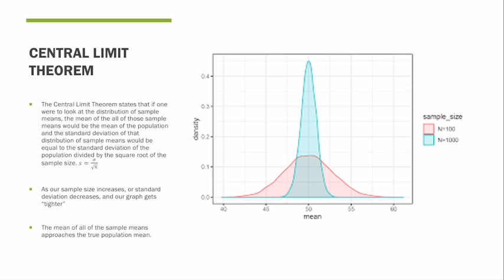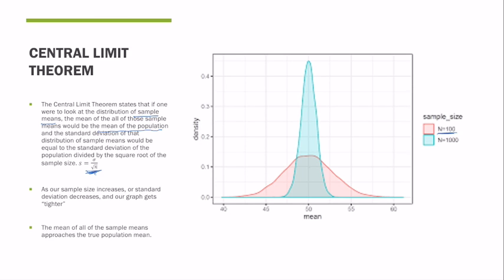I want to talk about the central limit theorem real quick. The central limit theorem states that if one were to look at the distribution of sample means, okay, so I'm not looking at the weights of individual puppies, now I'm looking at the weights of groups of puppies, right? The mean would be the mean of the population, and the standard deviation would shrink because we're dividing it by the square root of the sample size. So as our sample size increases, our deviation decreases and our graph gets tighter.